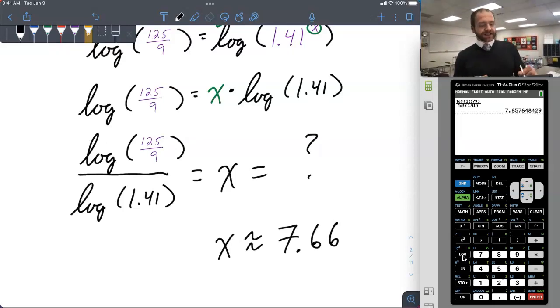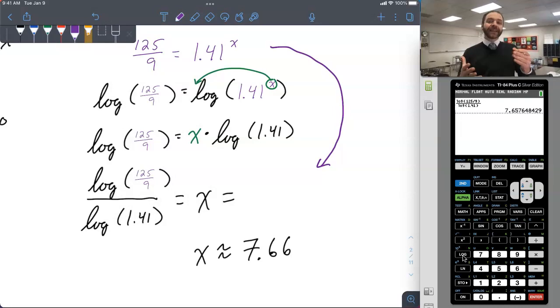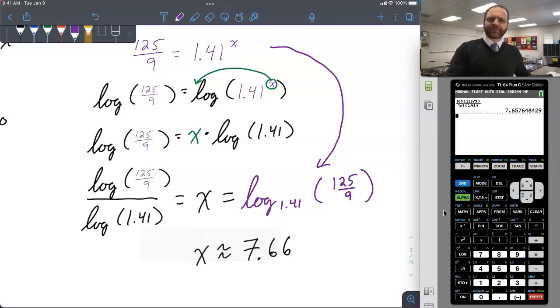And that's the part where we can come up here. Some of you are really good with asking yourself that question. Hey, what power blank gives me blank? What power 1.41 gives me 125/9? Well, let's take a look at that. If I go to math and go to log base and go 1.41 and I do 125 divided by 9, notice those are the same answers.